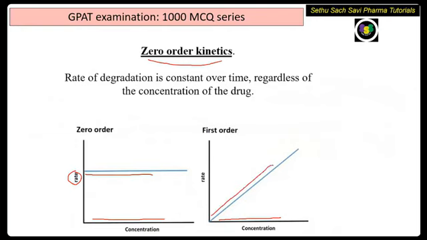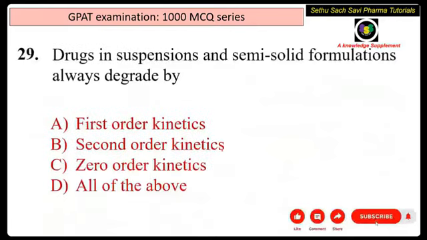That is first order. So in semi-solid as well as in suspension kind of formulations, usually it will degrade by zero order kinetics. Why? Because the degradation is not only depending upon the drug concentration, but it will depend upon other factors such as light, temperature, etc., right? So the rate of degradation is constant and is not dependent upon the concentration of the drug. So what will be the answer for this question? It will be zero order kinetics.